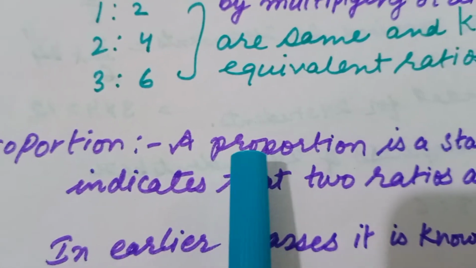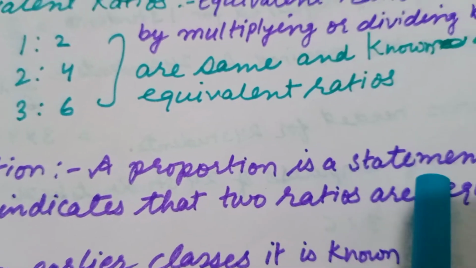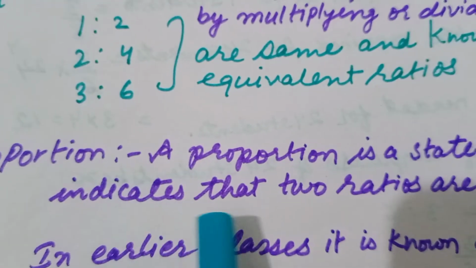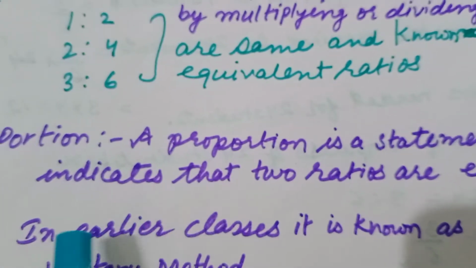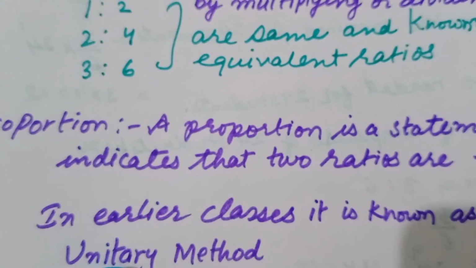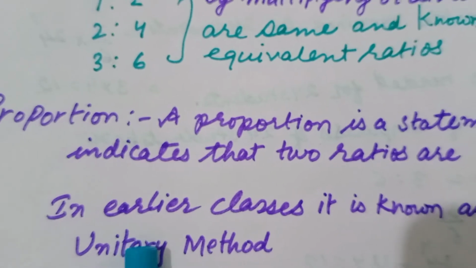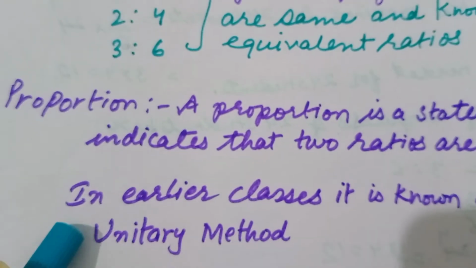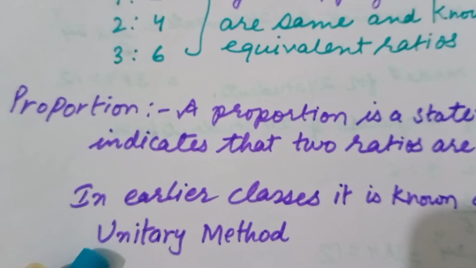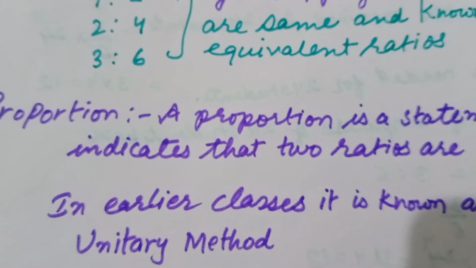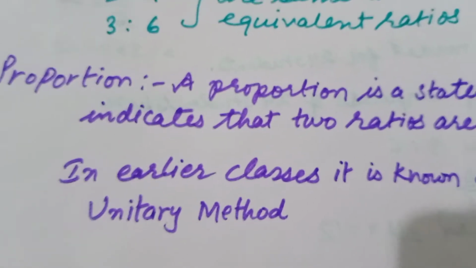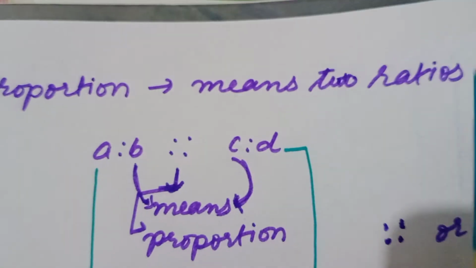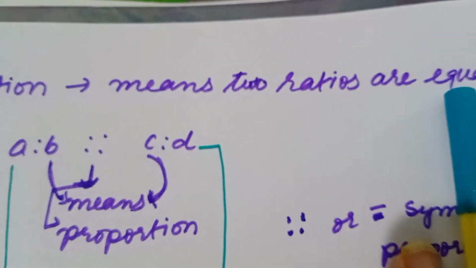Proportion. A proportion is a statement that indicates that two ratios are equivalent. In earlier classes, it is known as the unitary method. You know how to use the unitary method to find the value for one and then more. So let's discuss it. Proportion means two ratios are equal.